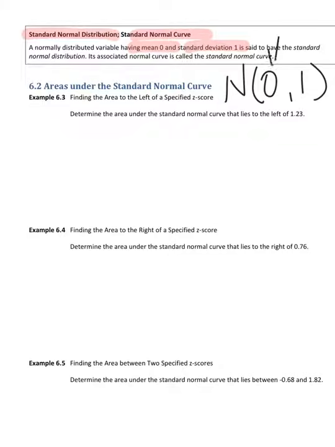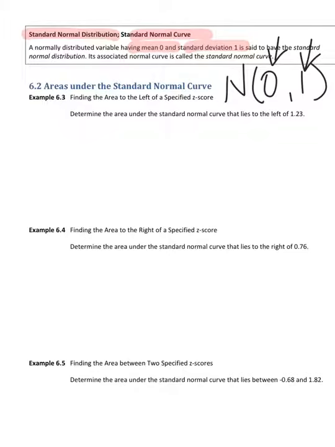The first one, that is the mean, 0. And the second one is the standard deviation. What is this? Standard normal distribution. It's a very special one.